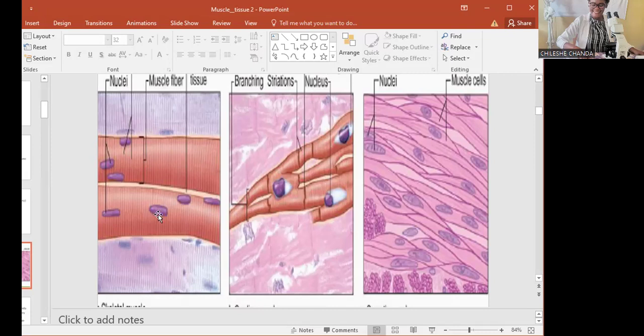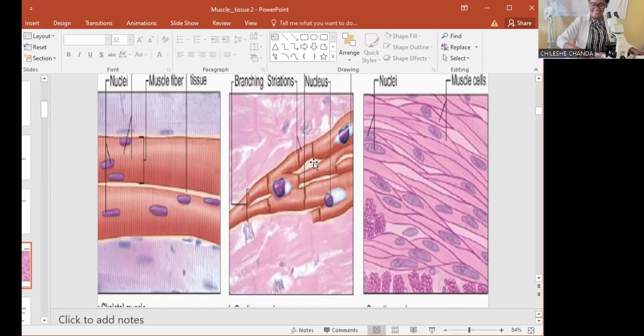It has stripes, meaning it's striated. 2, the shape is elongated, it looks like a rod. 3, the skeletal muscle fiber will have more than one nucleus. And 4, the nuclei will be peripherally located, just under the sarcolemma. Those are some of the properties of skeletal muscle.